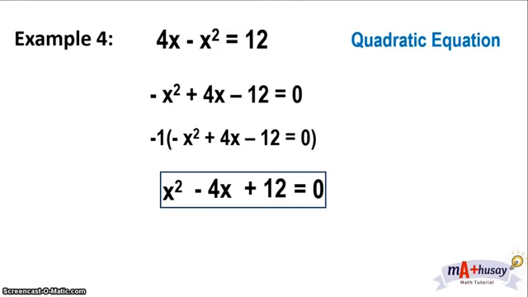This time, this is now written in standard form, where a is equal to 1, b is equal to negative 4, and c is equal to 12, rather.